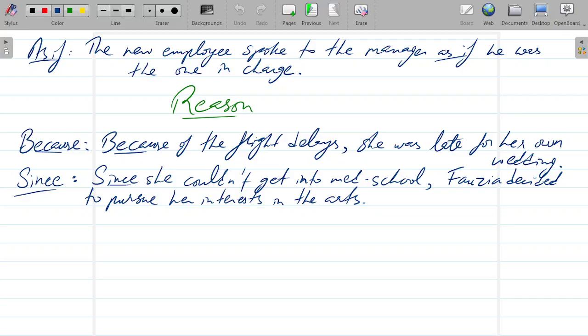So here's another thing. Some, I won't say all, definitely not all, but some of these subordinating conjunctions are interchangeable. So I could say, because she couldn't get into med school, Fauziya decided to pursue her interest in the arts. So you could do that.